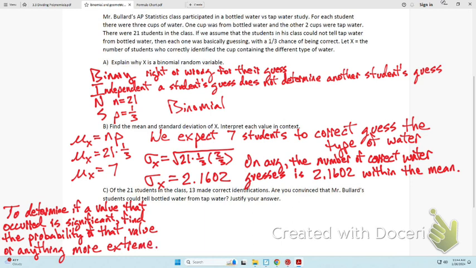So that means 13 occurred. We expected 7, so this is higher than we expected. So that means we need to find the probability of X being bigger than or equal to 13. We already defined it as binomial. It's a greater than, so let's pull up binomial CDF.